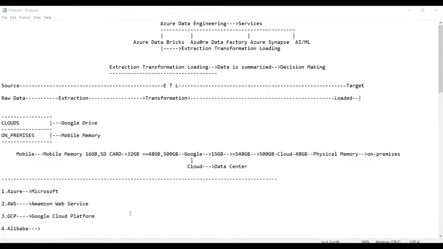Sir, what is PySpark that I'm hearing a lot about? See, PySpark is basically Python and Spark together. It is called PySpark. Do we need to learn that also for ADB? Yes, of course. I will teach you PySpark also. Okay, thanks, sir.